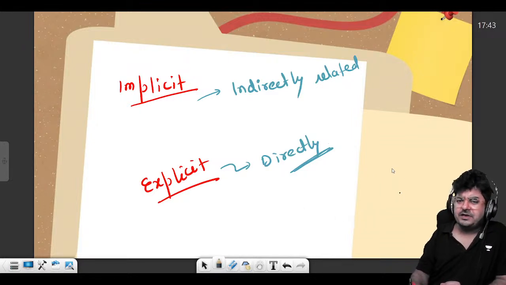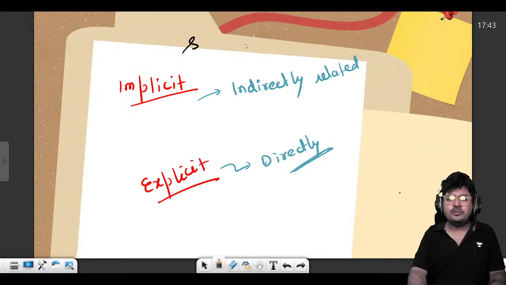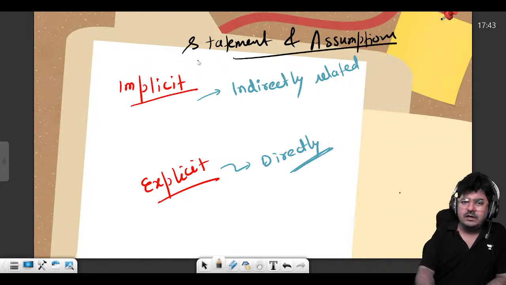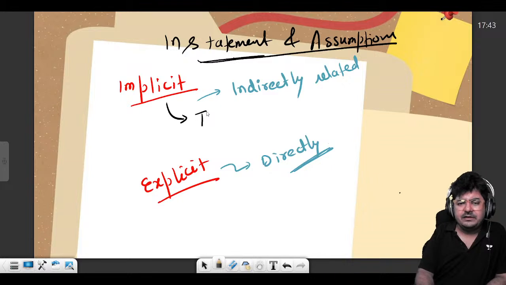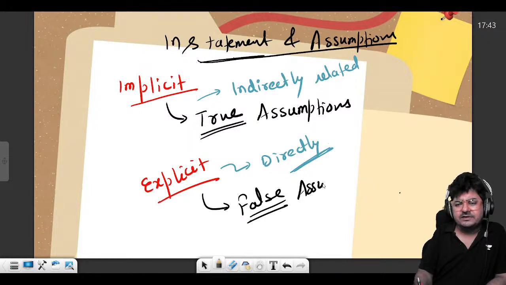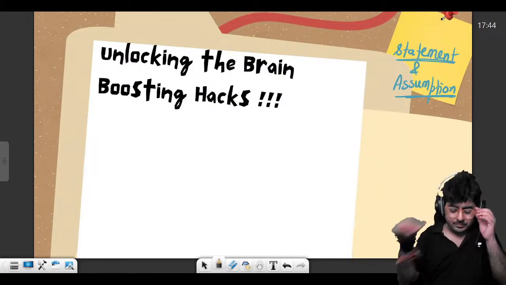This is the dictionary meaning. But here in statement and assumptions, implicit will mean true assumptions and explicit will be used for false assumptions. Now, what are assumptions? I hope you know that.